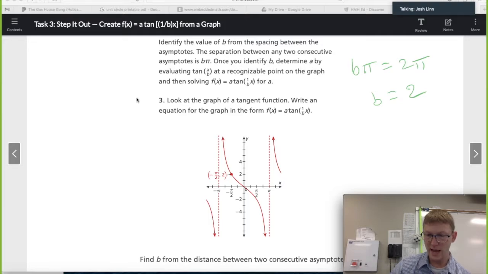I'm going to pick an easy point right there. Tangent of 0 is 0. You can also use this, this looks like a reference point. You can probably use either one of them. But actually you probably wouldn't want to use the origin, because that won't give you a. Okay, fine.